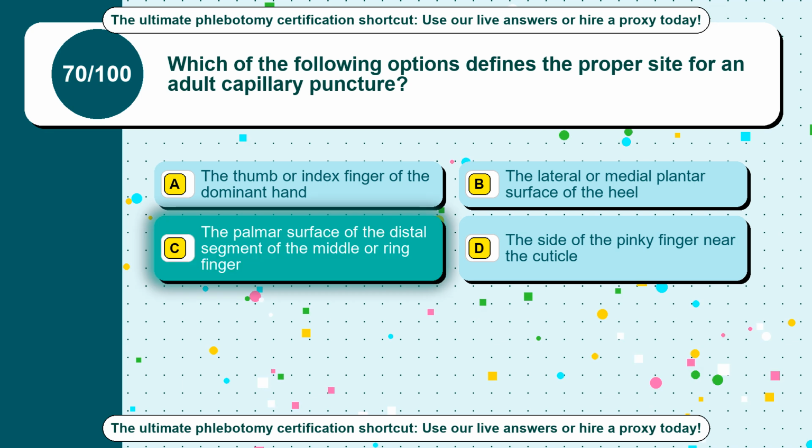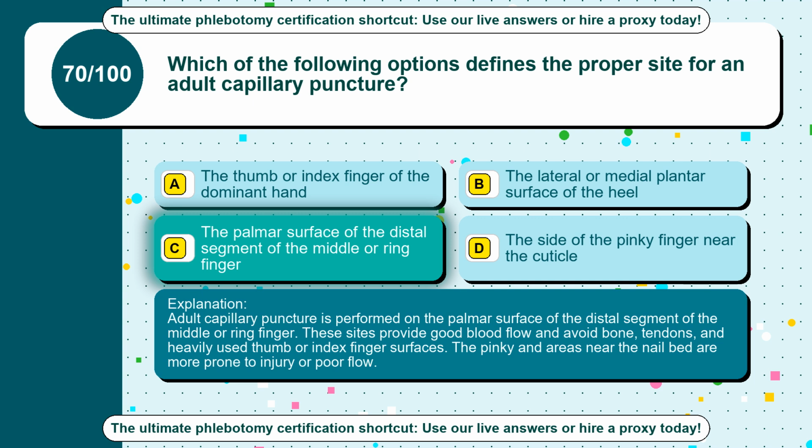The correct answer is option C, the palmar surface of the distal segment of the middle or ring finger. Adult capillary puncture is performed on the palmar surface of the distal segment of the middle or ring finger. These sites provide good blood flow and avoid bone, tendons, and heavily used thumb or index finger surfaces. The pinky and areas near the nail bed are more prone to injury or poor flow.